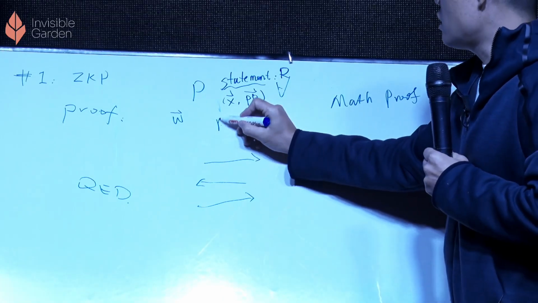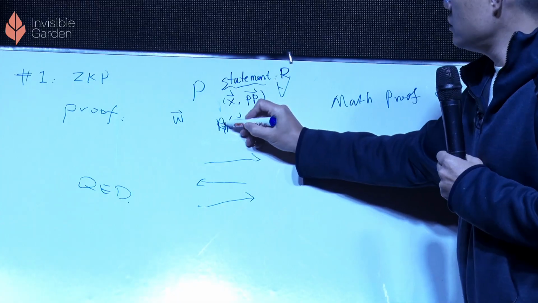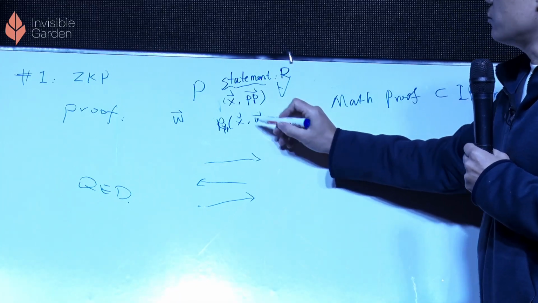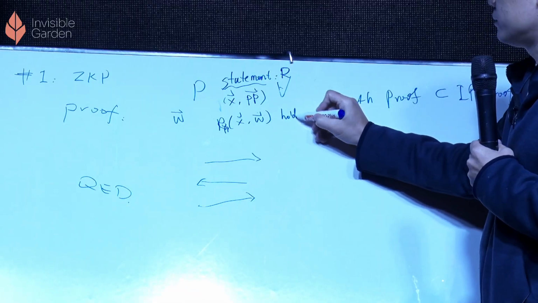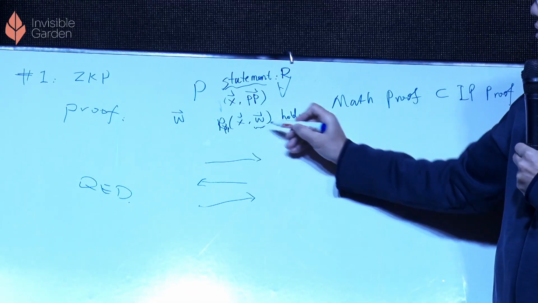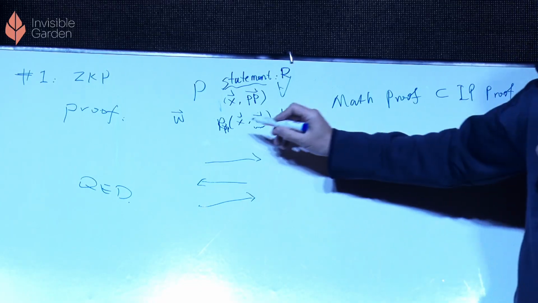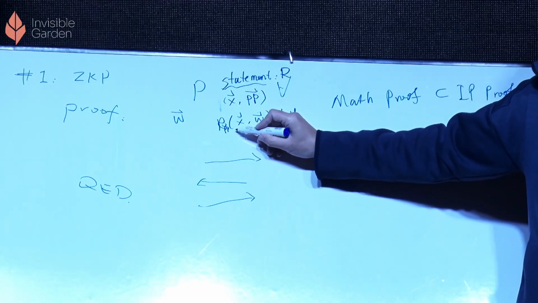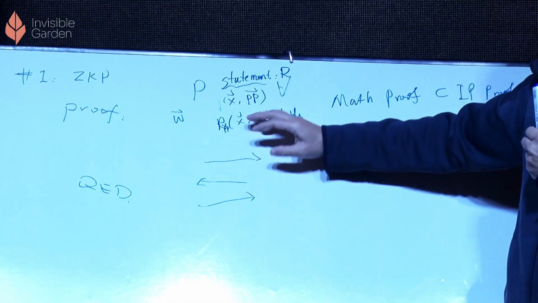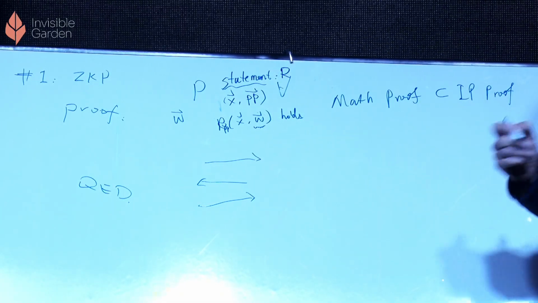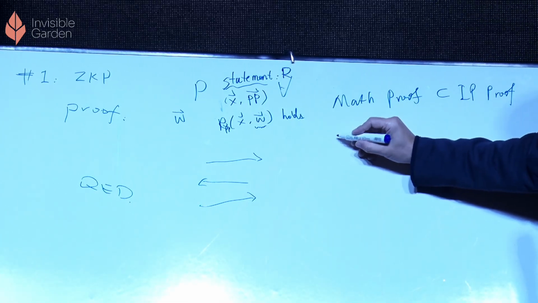Like R of PP, X, W, where W is the witness, the secret, holds. But here the witness can be invisible to the verifier. We should also have X, the public input. Public input is a kind of parameter of some statement. I'll give you a small example.